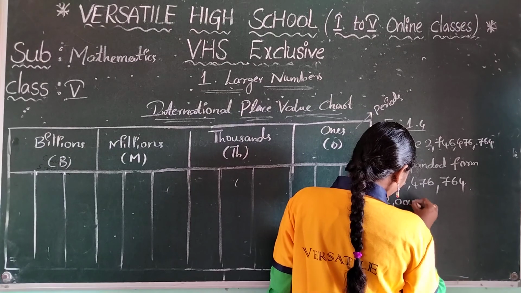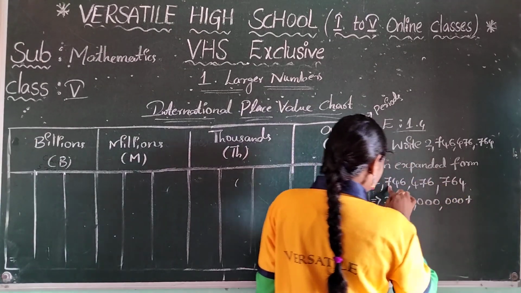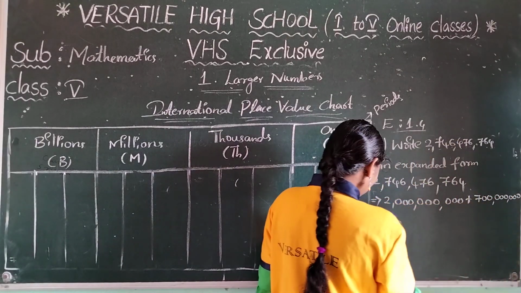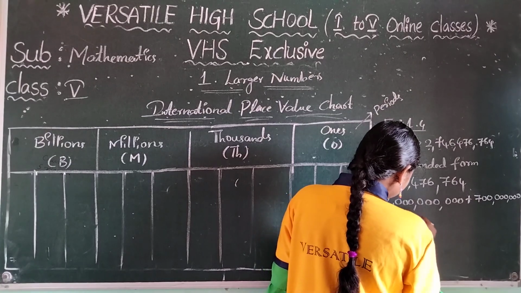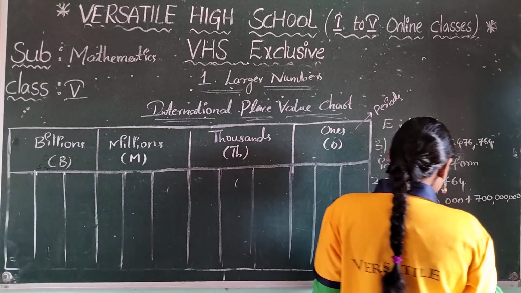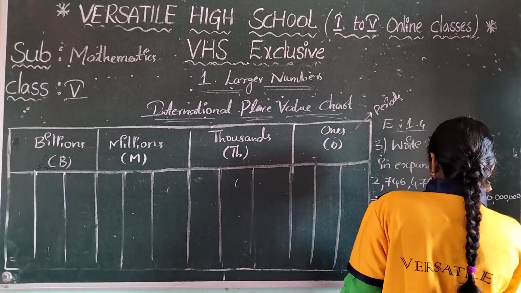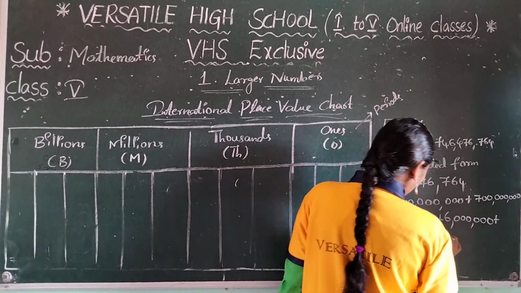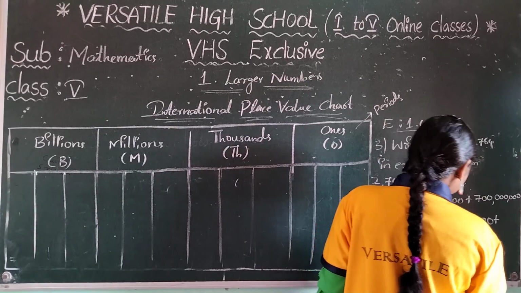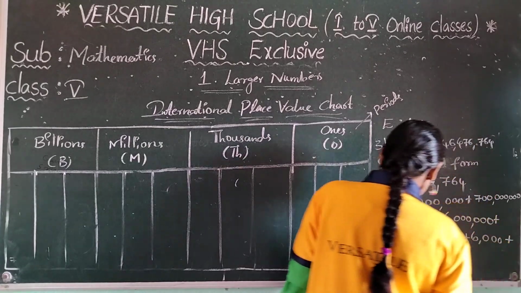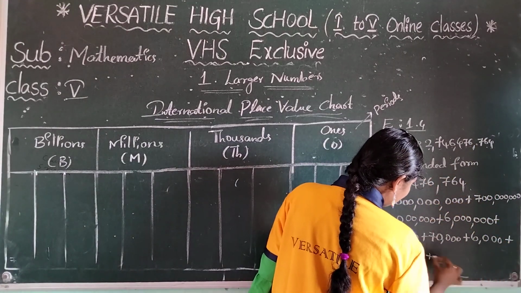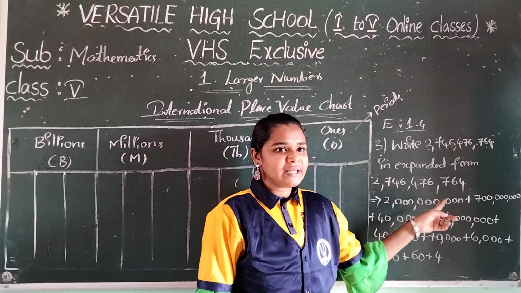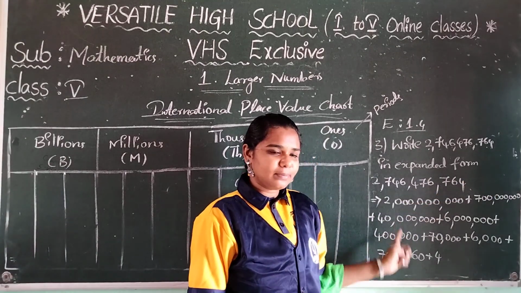2 billions, 2,000,000,000, plus 700 millions, 700,000,000, plus 40 millions, 40,000,000, plus 6 millions, 6,000,000, plus 400,000, plus 70,000, plus 6,000. 2 billion 746 millions 476,764. So I am writing here the expanded form of this number.